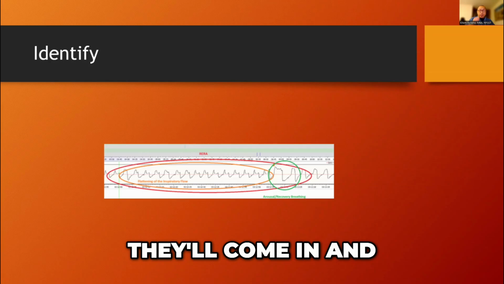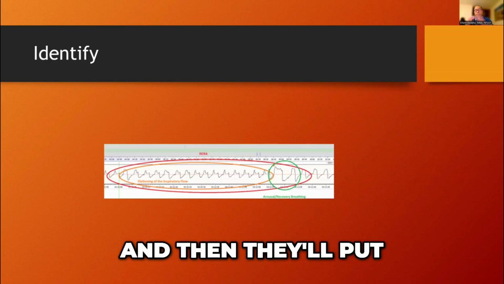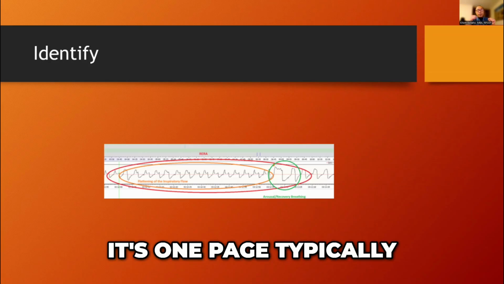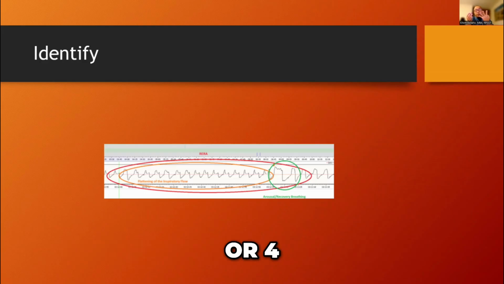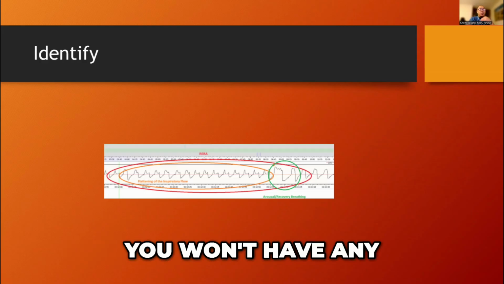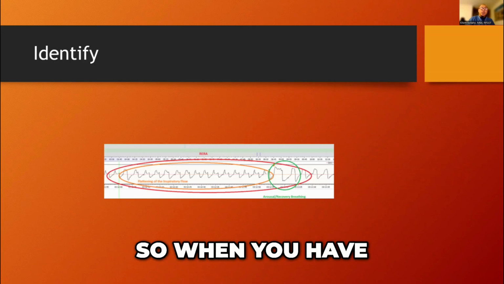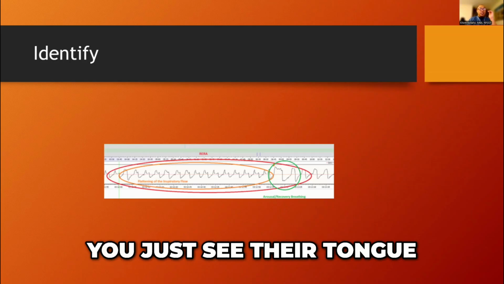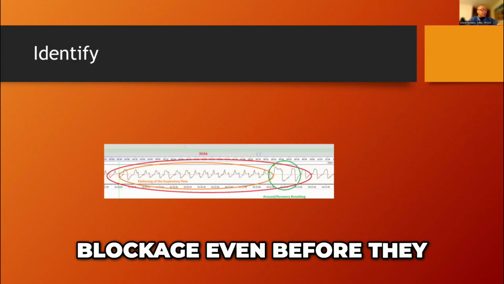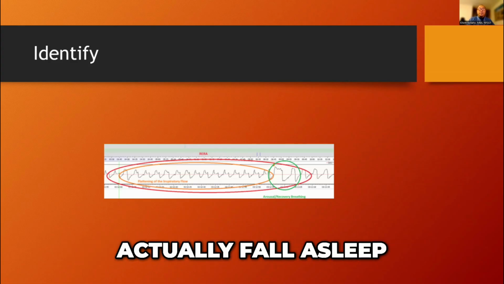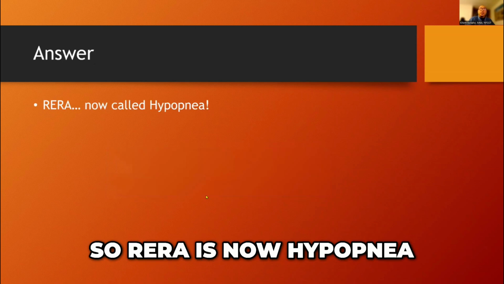They'll come in and assess the patient and then they'll put it's one page typically. They'll identify whether this patient is one, two, three, or four. Four being no, you won't have any opening at all. So when you have patients that you can't even see the back of their throat, you just see their tongue, then that patient is pretty severe. Patient's already having blockage even before they actually fall asleep. All right. So RERA is now hypopnea.